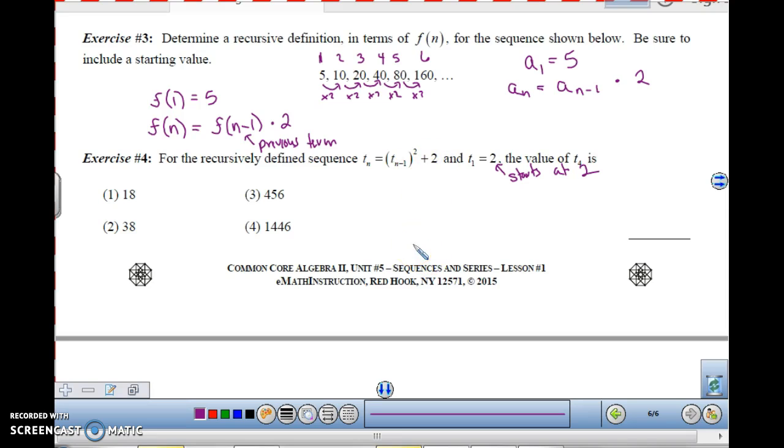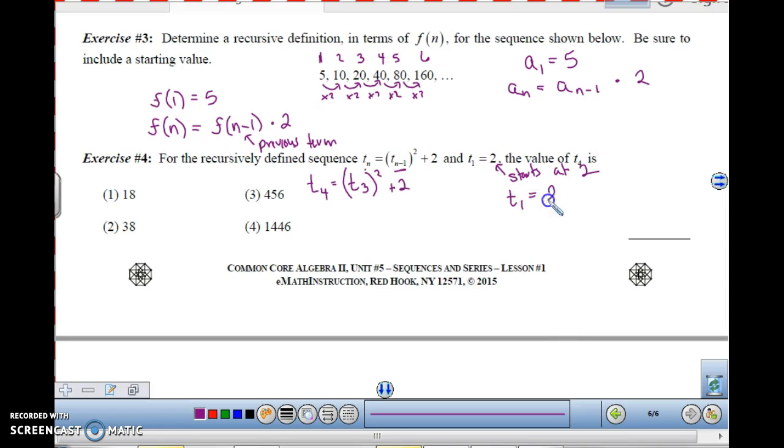Okay, so let's take a look at what we need to know to figure out T of 4. What term do we need? Well, if we're on the fourth term here, we need to know the third term. So that would be T of 3. We're going to square that and then add 2. So in order to do this, we need to know what the third term of the sequence is. Well, let's see if we can figure out the third term of the sequence.